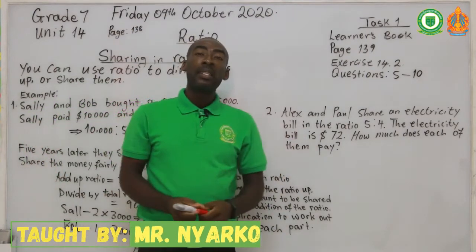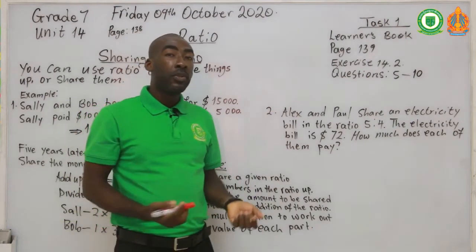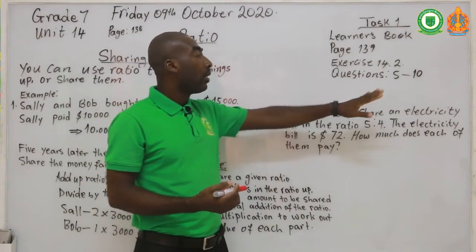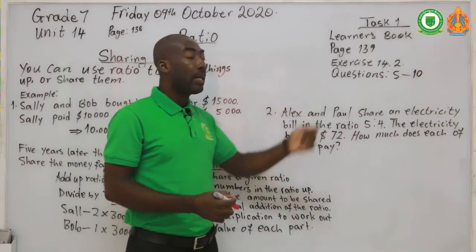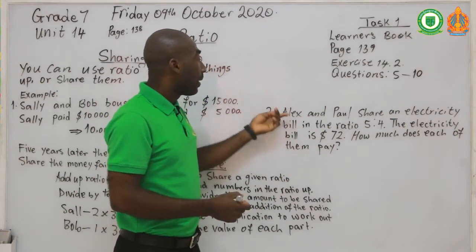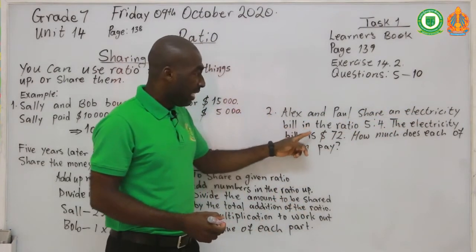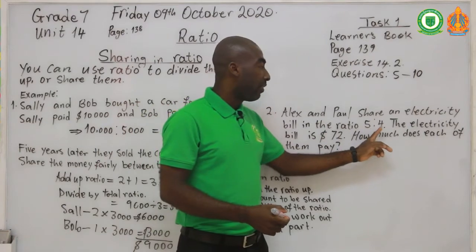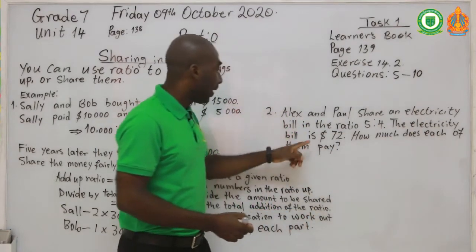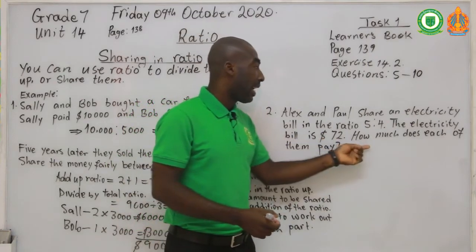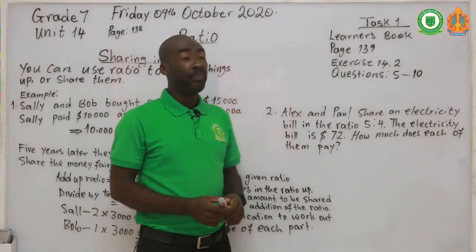Let's see our second example. So our second example too, we're going to use ratio to share an electricity bill between Alex and Paul. So Alex and Paul shared an electricity bill in the ratio of 5 to 4. The electricity bill is $72. How much does each of them pay?